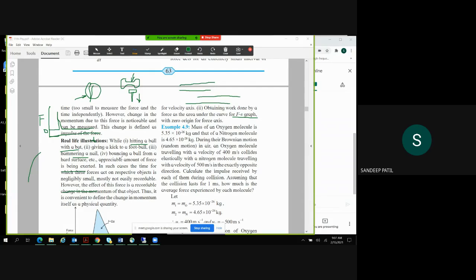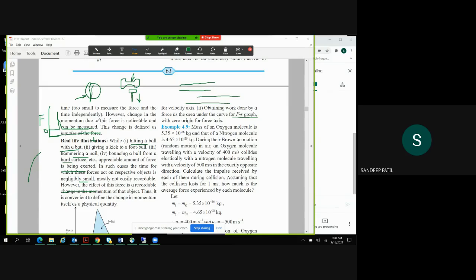Then bouncing a ball from a hard surface: an appreciable amount of force is exerted, but it is very difficult to measure for the short duration. In such cases, the time for which these forces act on the respective object is negligibly small, whether hitting a ball with a bat, kicking a football, or hammering a nail. It's mostly not easily recordable, not that we can't record it, but it's very difficult. However, the effect of this force is recordable.